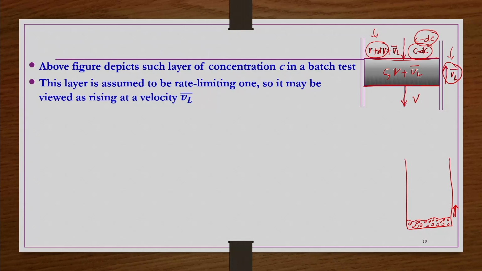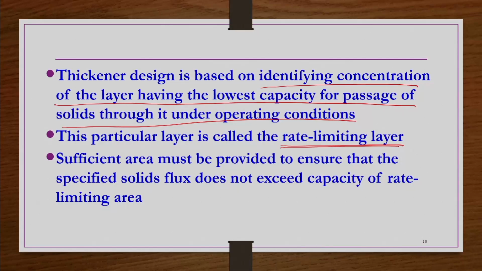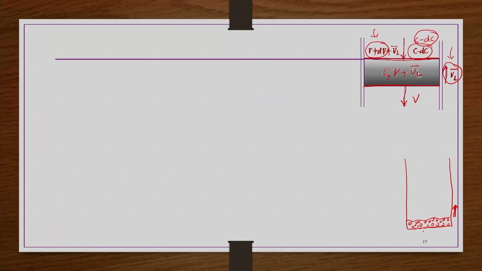The layer having the lowest capacity for the passage of solids moves up. Initially, the particles that settle will have the lowest capacity to move up, and gradually they will be coming down, so then this layer moves up.